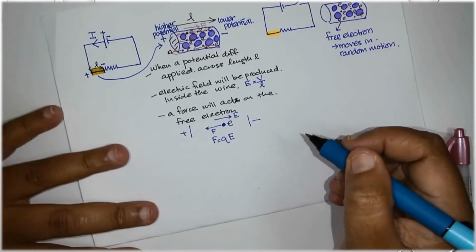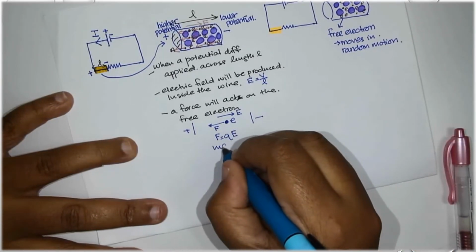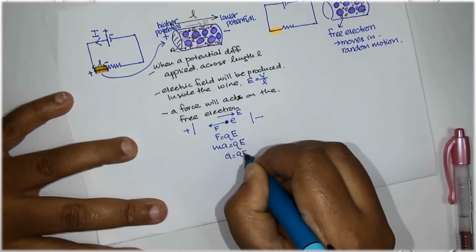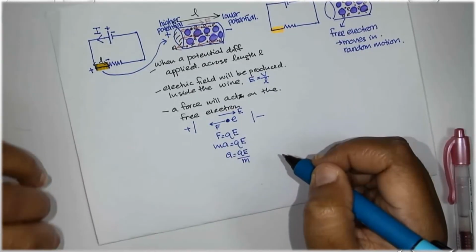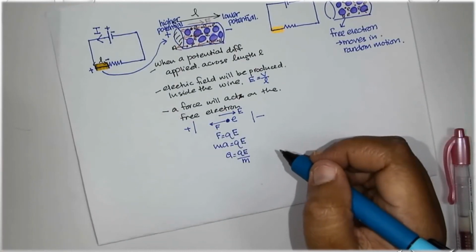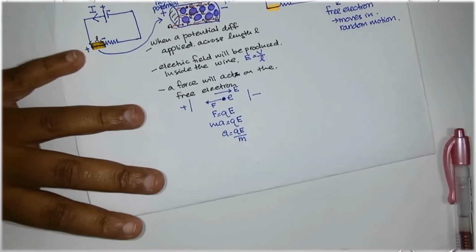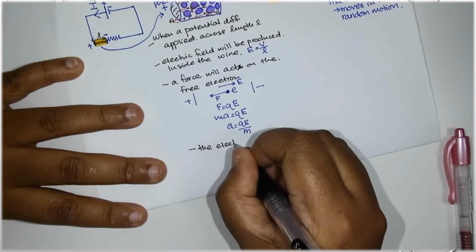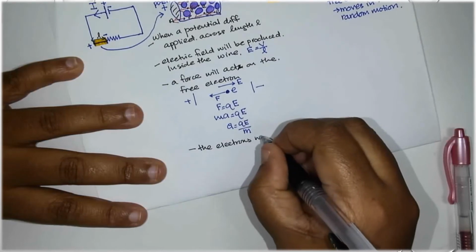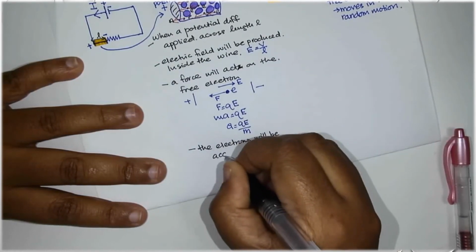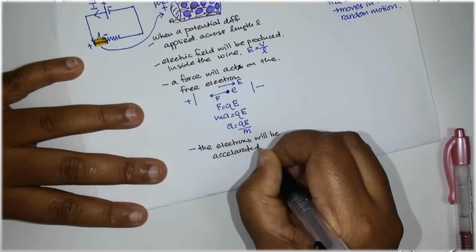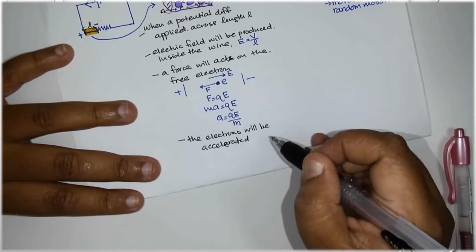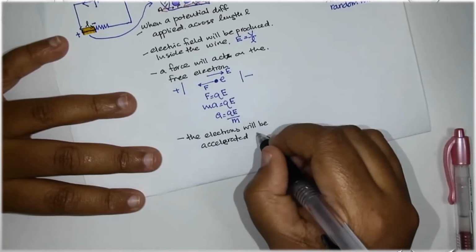And F will be the resultant force, which equals MA equals QE, and A equals QE over M. So the electrons will be accelerated by the electric field.